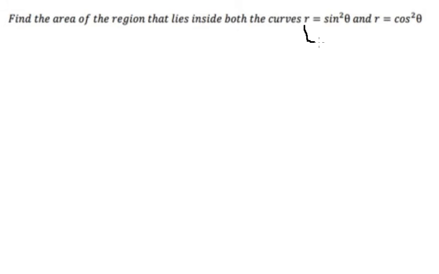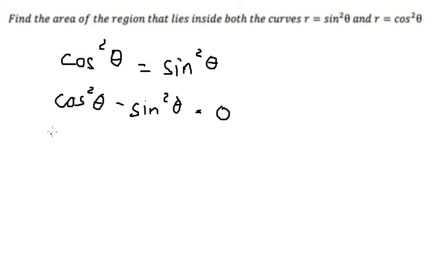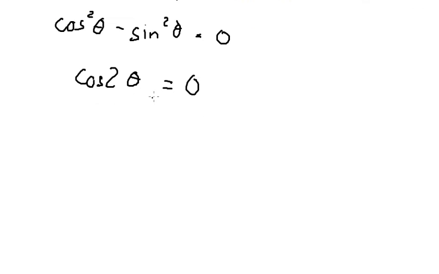First, we need to find the intersection of this one. So we have cosine theta square equal to sine theta square. So we put this one go to the left. This one is about trigonometric identity. We change cosine to cosine 2 theta. And now we need to find the value of this one.